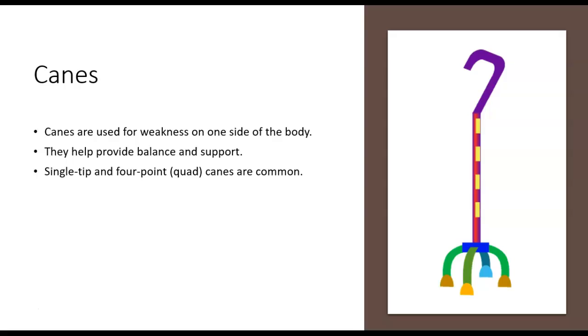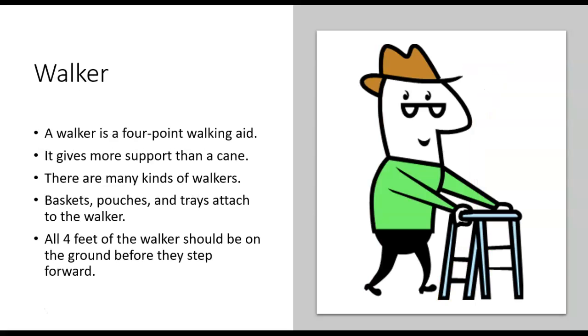Canes are used for weakness on one side of the body. They help provide balance and support. They are single tip and 4-point or quad canes are common. That's a picture of a quad cane right there. A cane is held on the strong side of the body. Make a note of that.